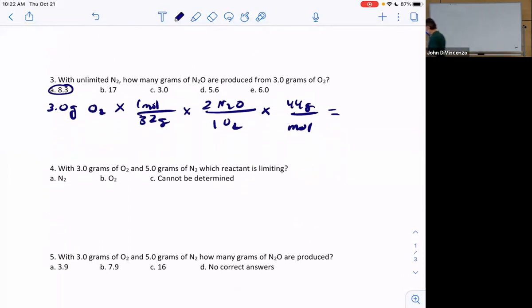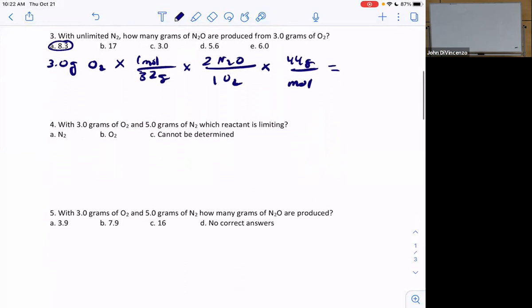All right, 3 grams of O2 and 5 grams of N2, which reactant is limited? So we're just going to calculate the product from each of these. And then we'll be able to tell which one's limited, right? And we've already done the first one, right? It's right there. 3 grams of O2. Okay, so we know it's 8.3. We can now do the 5 grams of N2.